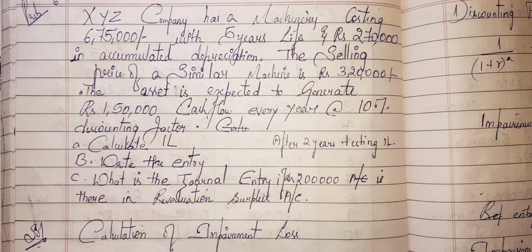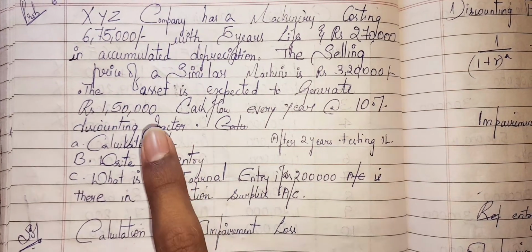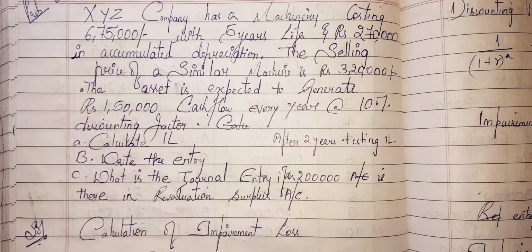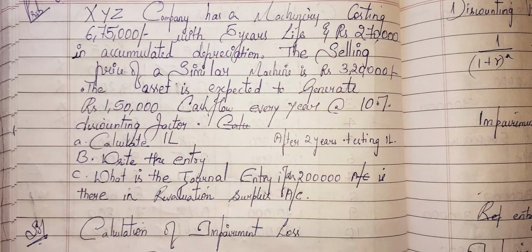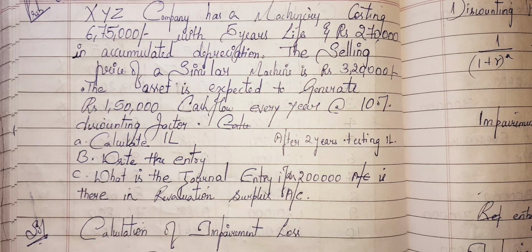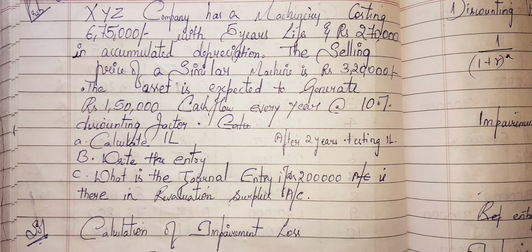So two types of journal entry you have to write. One entry you have to write for impairment loss. The second entry you have to write if in the revaluation surplus account, 2 lakh rupees is there, then what will be the journal entry? So first let us calculate the impairment loss.